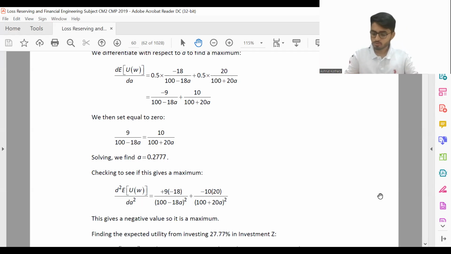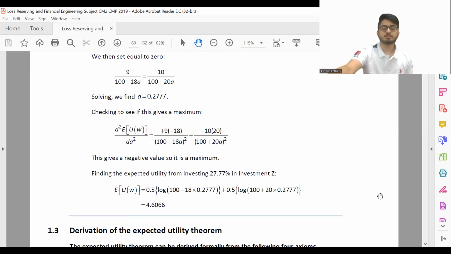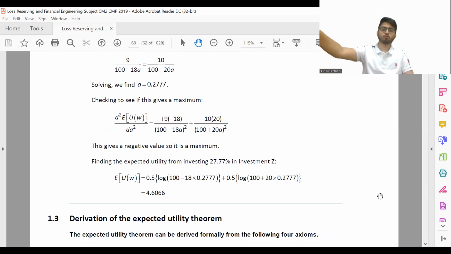Second derivative they have also shown, and it's coming out to be negative. You can simply see that the first term has minus 18 into 9, which is minus 162. The second term also has minus 200. The denominator is basically positive only. So without incorporating the value of A as 0.277, you can say that this will always be negative for all real values of A. Therefore, this point is nothing but a point of maxima. And then finally, putting this in the equation, we are getting this to be 4.6066.